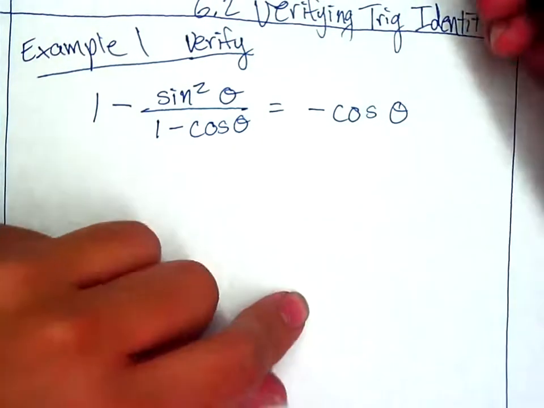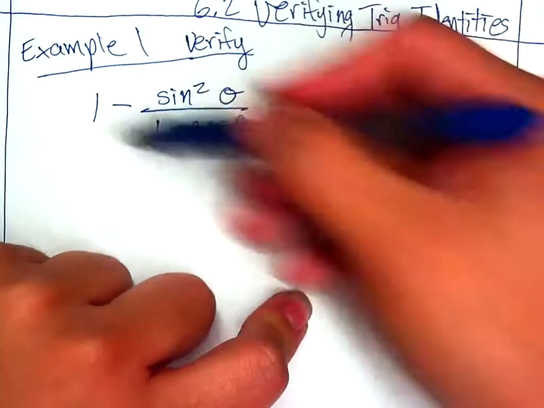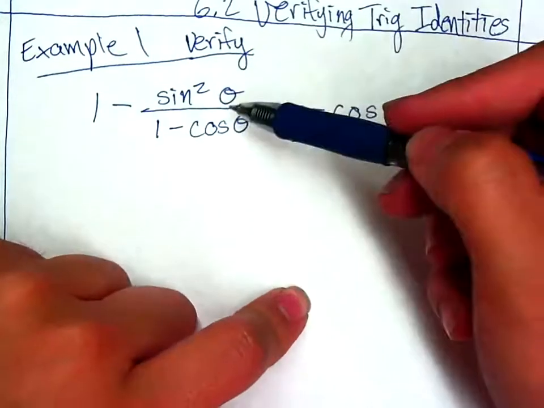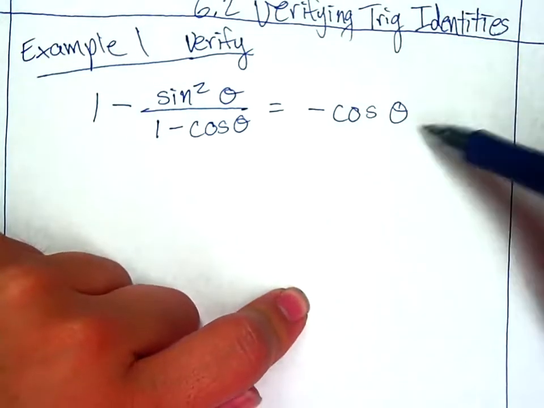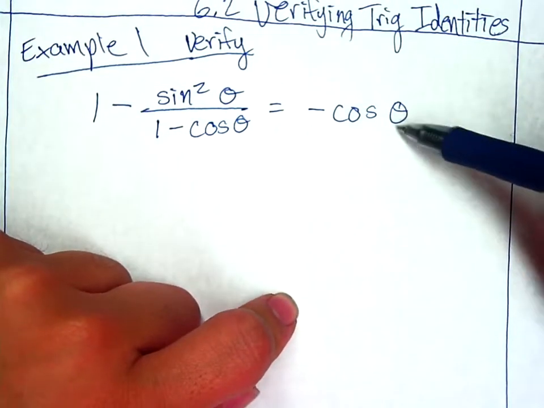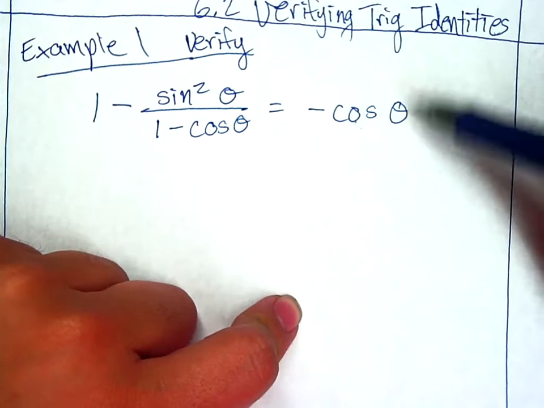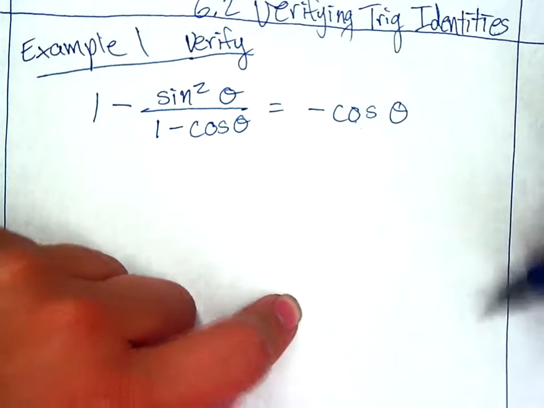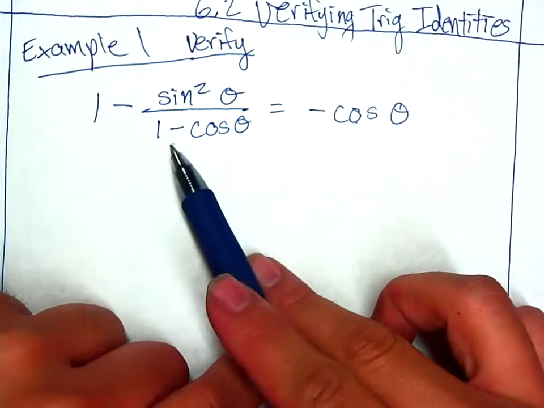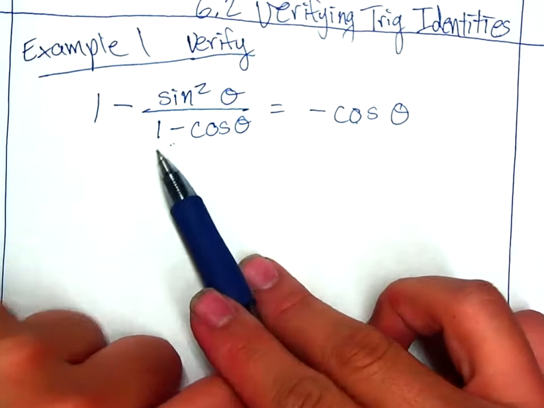So what I want to do here is look only on the left-hand side, because this is the more complicated expression. Over here, we only have negative cosine theta, and it would be more difficult to convert this guy into all of these. So let's look over here and figure out what could be our first step.